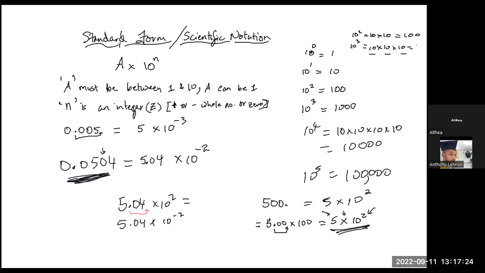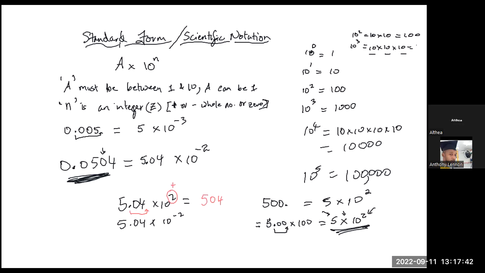Why move it to the right? Because this power here is positive. To the right is positive. So the answer will be 504. So 5.04 times 10 to the second power, which is really 100, is going to be 504.